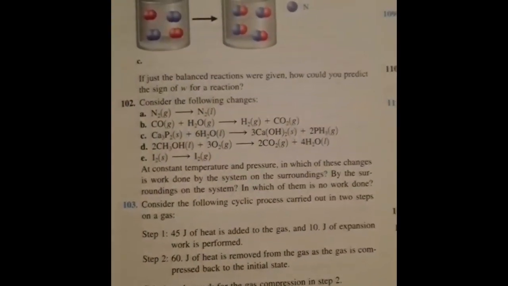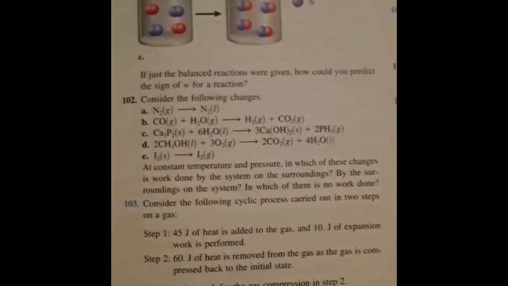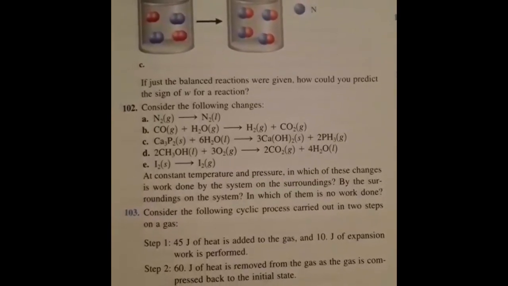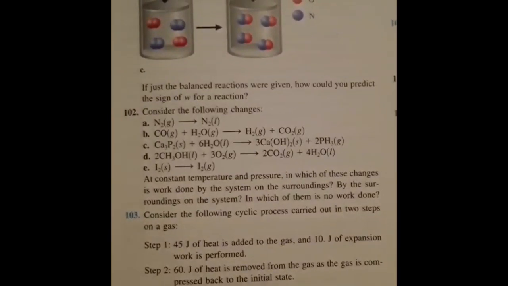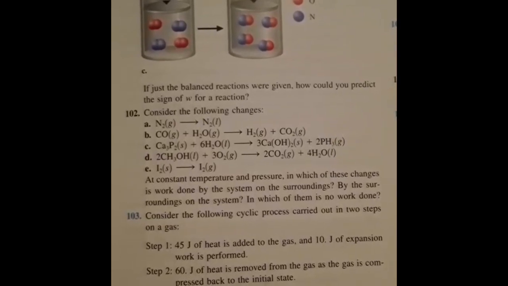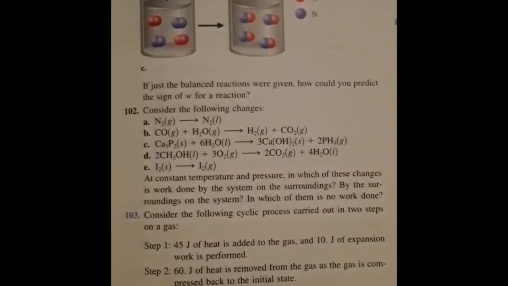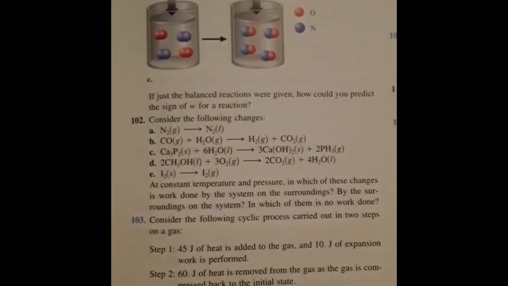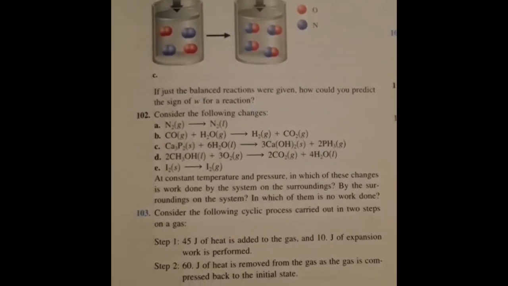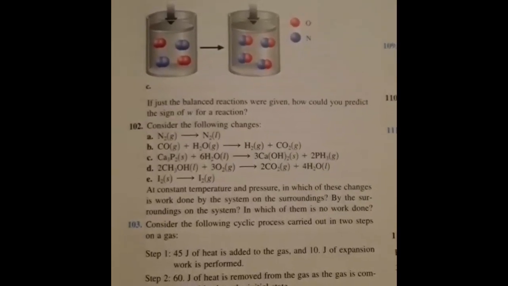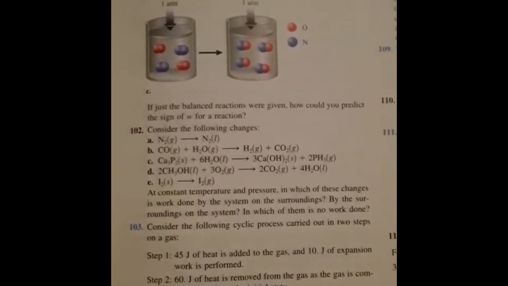Our last problem is problem number 102 on page 281. Consider the following changes, and at constant temperature and pressure, in which of these changes is work done by the system on the surroundings, by the surroundings on the system, and in which of them is no work done. Part A, N2 gas to N2 liquid. Work is being done by the surroundings on the system.